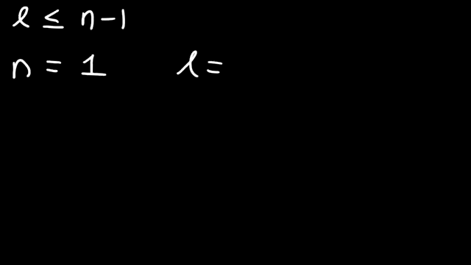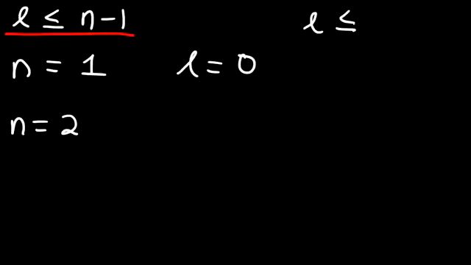Now let's talk about the relationship between N and L. L is less than or equal to n minus 1. And L and N are both integers. So let's talk about what this means. When n is 1, L can only have one value. That's n minus 1 or 1 minus 1, which is 0. Now when n is 2, according to this equation here, L has to be less than or equal to n minus 1 or 2 minus 1, which is 1. So that means L could be 0 or 1.